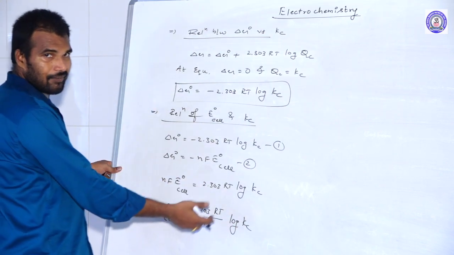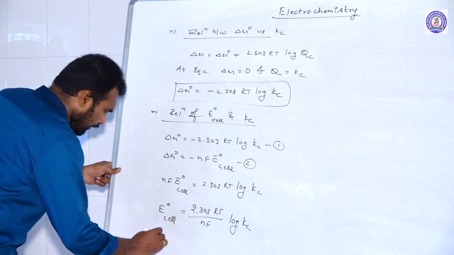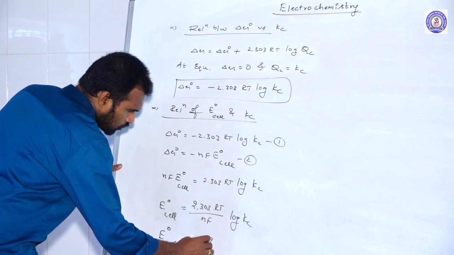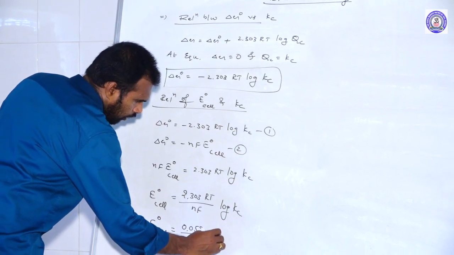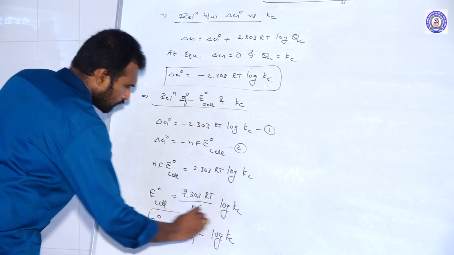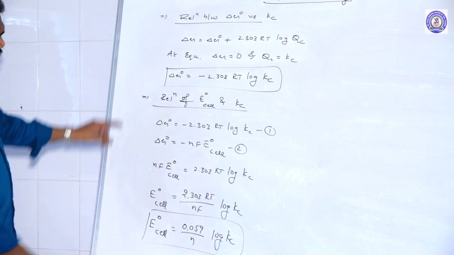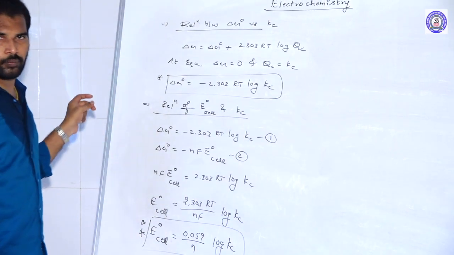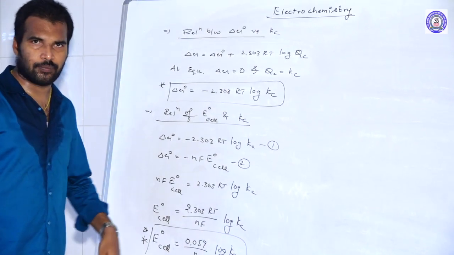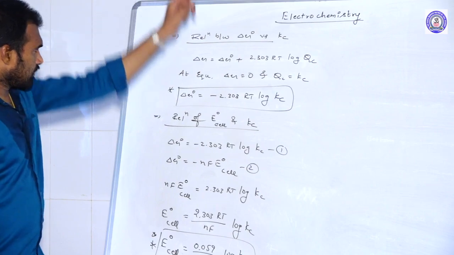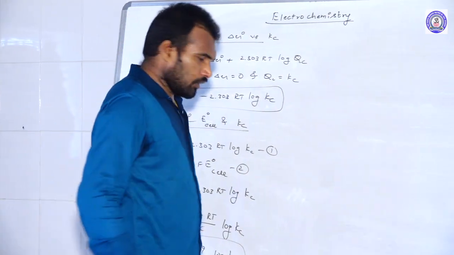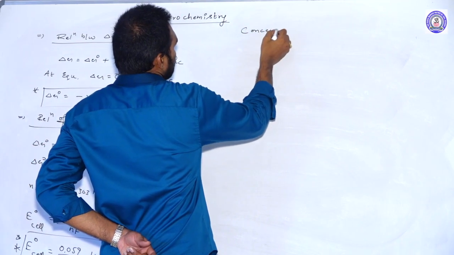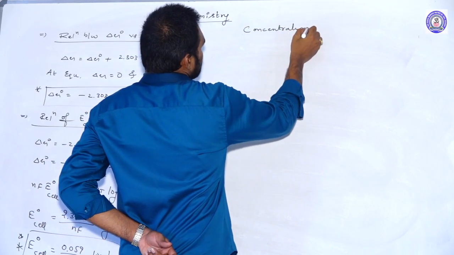If we substitute the R value, T value and F value, finally E naught of cell is equal to 0.059 by n log Kc. This is one more formula. Just remember these two formulas. From these two formulas, there is a greater possibility of questions being asked in the upcoming NEET examination. So this is about the Nernst equation. And after the Nernst equation, let us discuss concentration cells.